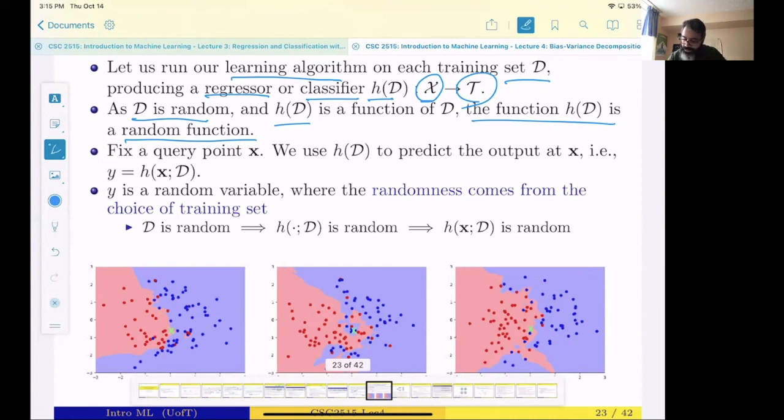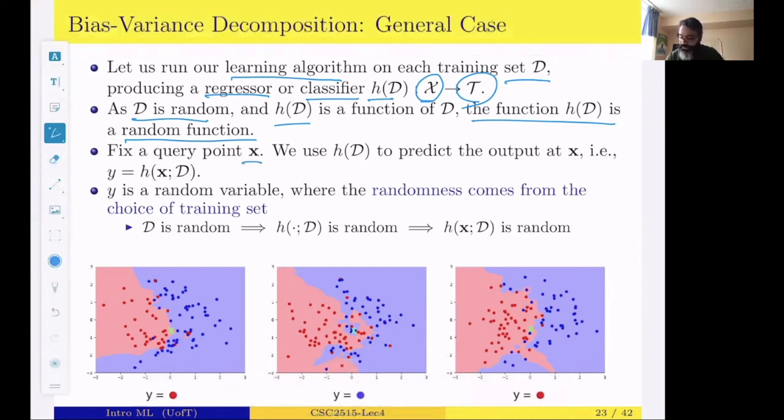Now, fix a query point x, and we use h of t to predict the output at x. So y would be h of x and t. y is a random variable too, because of the randomness of t. So the randomness comes from the choice of training sets. If I want to write it in a more compact way, this random h of t becomes a random function, and the value of that function at one single point x is random. There's no randomness in x yet. I'm going to introduce it later.